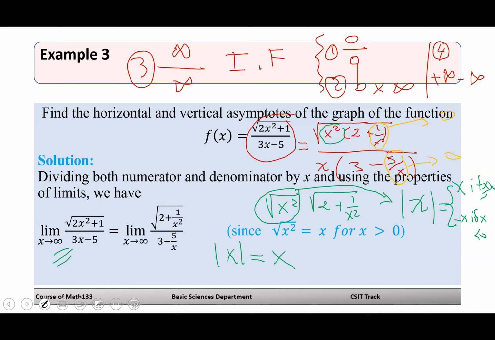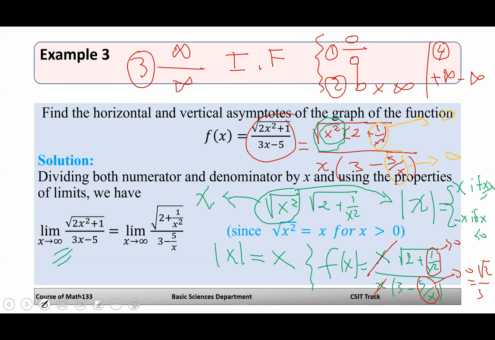Okay, now working with the limit, this will go to 0. This one will go to 0. And this cancels. So the result is equal to root 2 over 3. Okay, so we conclude here directly, we don't need to conclude the asymptote. Once you have the limit at infinity or minus infinity, one of them equal to a number, then this is a horizontal asymptote in any case. So here y equals root 2 over 3 is a horizontal asymptote.